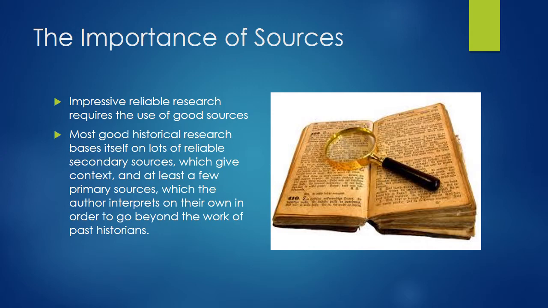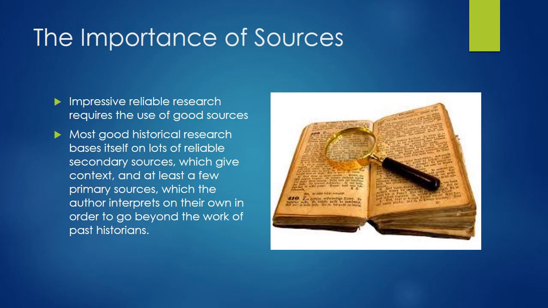So basically, as a historian, you don't know all on your own what happened in the past. And so if you want to learn what happened in the past, you need to use sources in order to figure that out. And good historical research requires the use of good sources. Basically, the sources are your foundation. And if you use bad sources, anything you build on top of these sources will also be shaky and unreliable.